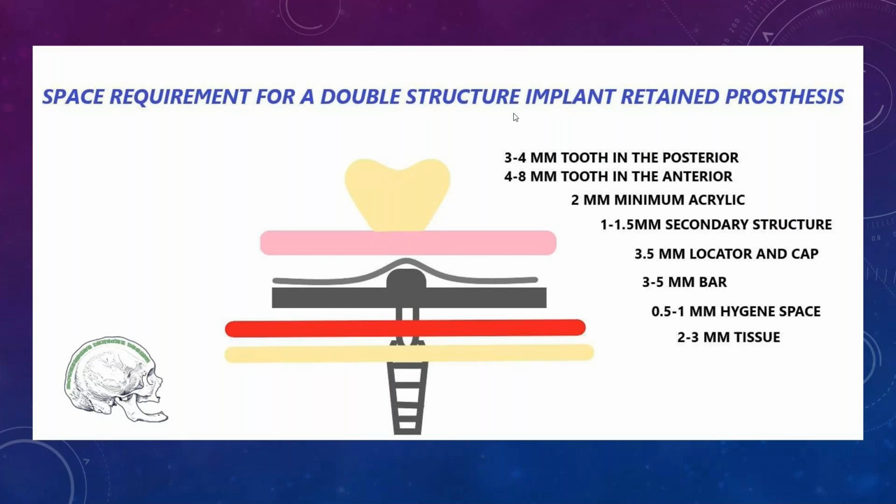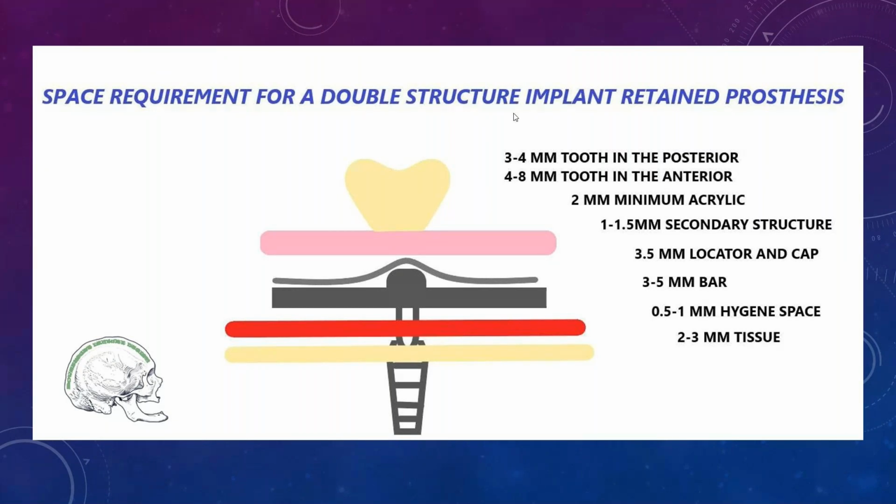If you're doing locators, locator components require about 3.5 millimeters for locator and cap. Also, when you do locators on the bar, I very highly recommend doing a secondary structure, which takes up some room, and then you have the same acrylic and the tooth thicknesses to go on top.